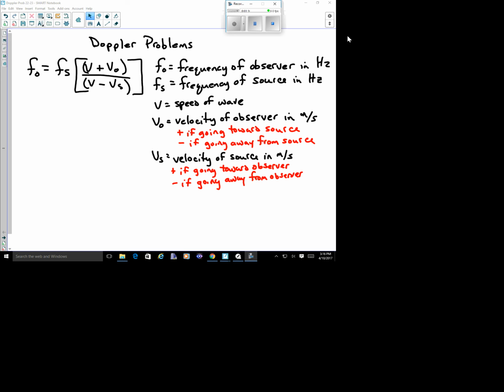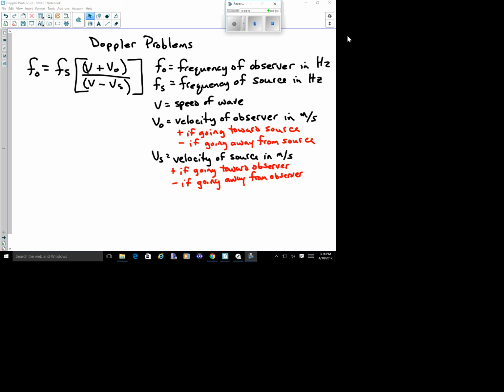In this case, what we're going to talk about today is sound waves. So usually it's going to be somewhere around 331 if it's freezing outside, 345 if it's room temperature outside. It's always going to be different based on the temperature, and so I'm going to have to give that to you. The velocity of the observer is measured in meters per second. In other words, it's how fast the listener is going.